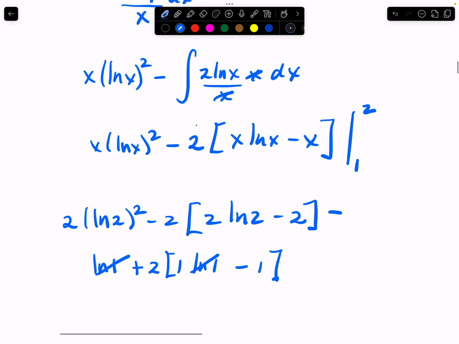So really I'm left with, let's expand this: 2 ln of 2 squared minus 4 ln of 2 plus 4, and then minus 2. I think that's an extra minus right there because I changed all the signs. There it is.